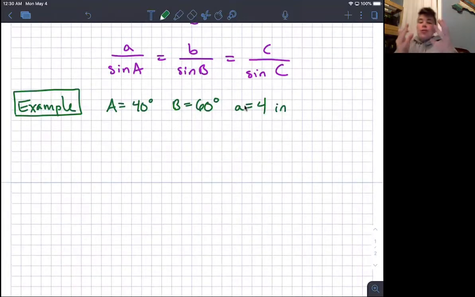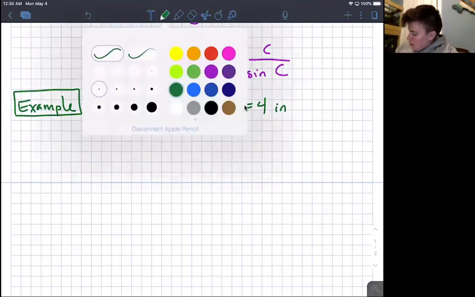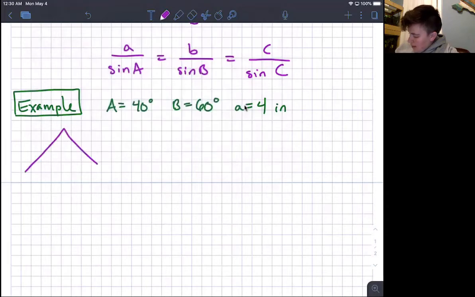So what I want you to do when you're solving these is to go ahead and sketch this triangle. You do not have to draw it to scale. I understand it's not going to be drawn to scale. That's fine. But I want you to be able to visualize what are the opposite sides and angles that you're dealing with, right? So let's go ahead and draw this triangle.